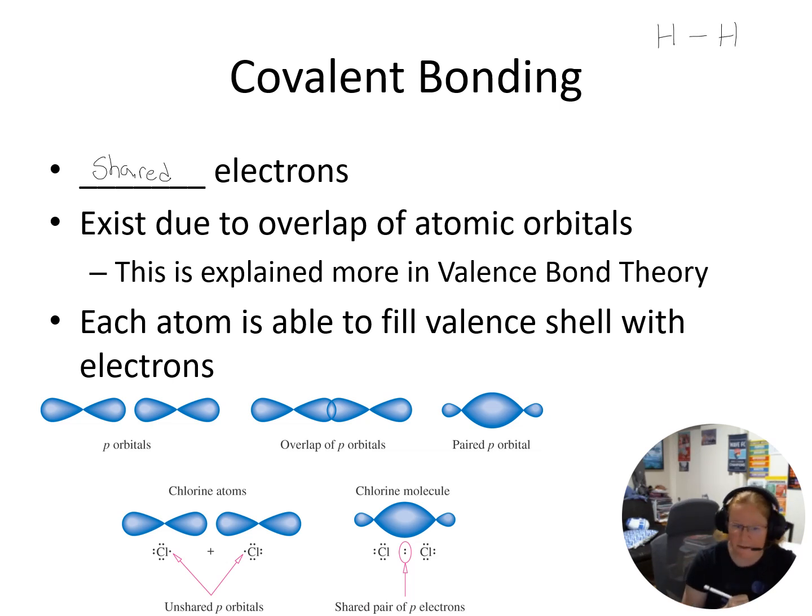So there's a single bond between two hydrogens. There's a double bond between two oxygens. There's a triple bond between these two nitrogens. Okay, and so we show our bonds with those lines, and we show our lone pairs with our dots.